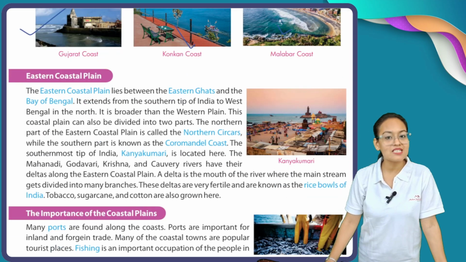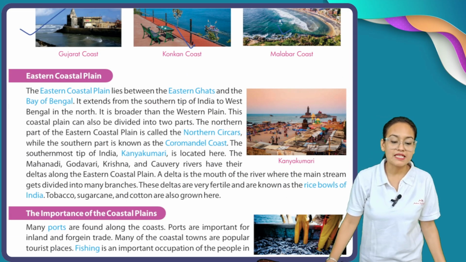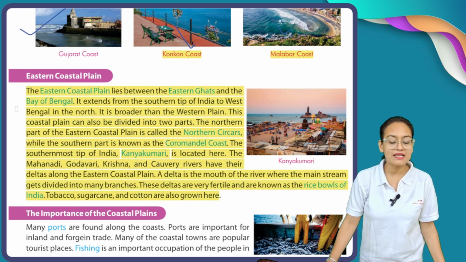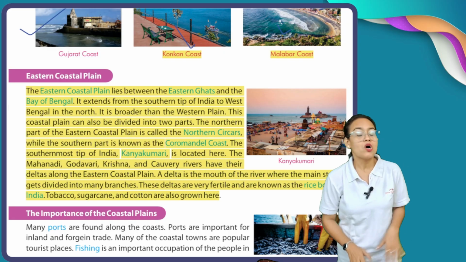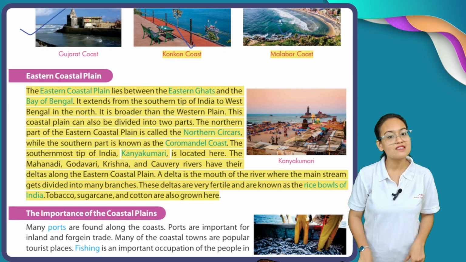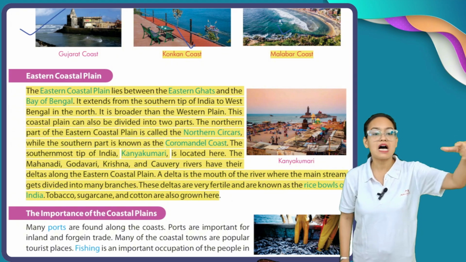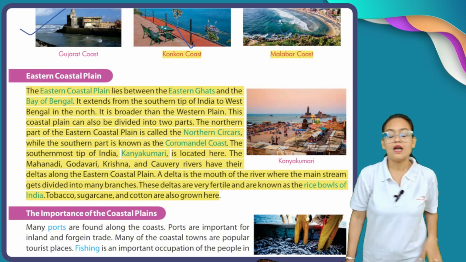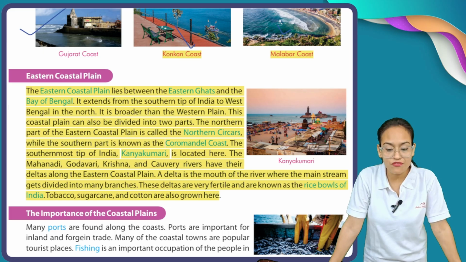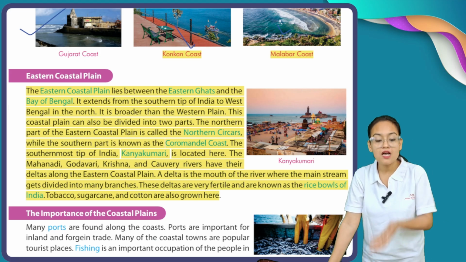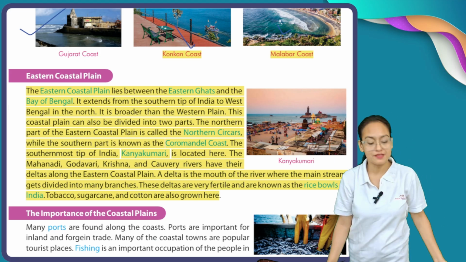Now, the eastern coastal plain lies between the Eastern Ghats and the Bay of Bengal. So, where is the eastern coastal plain located? It is located between the Eastern Ghats and the Bay of Bengal. It extends from the southern tip of India to West Bengal in the north.